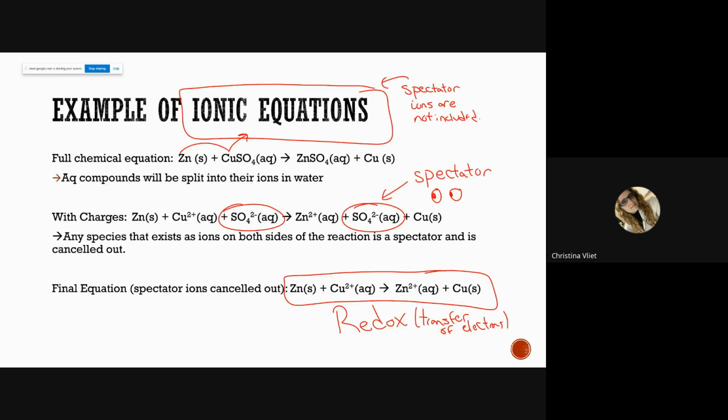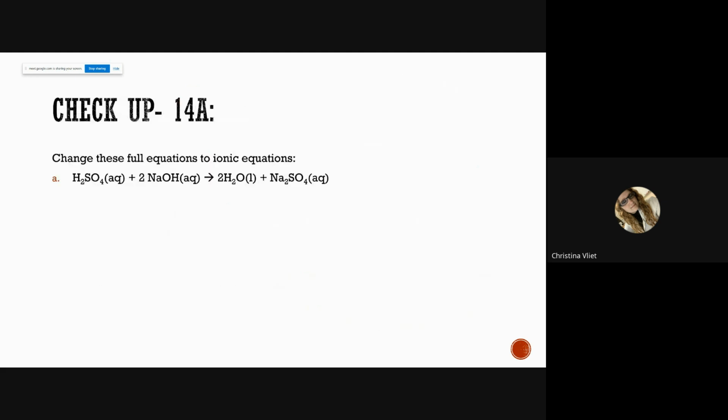All right, but we're in ionic equations now. So let's take a look at what we need to do. What type of questions could we be asked here? Change these full equations to ionic equations. So what are you being asked to do? If you are being asked to construct an ionic equation. No spectators.